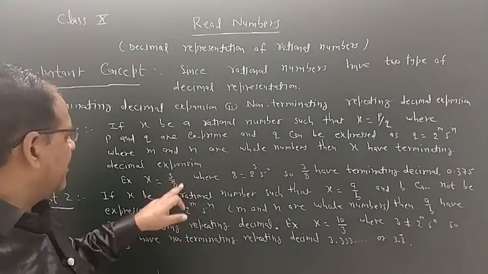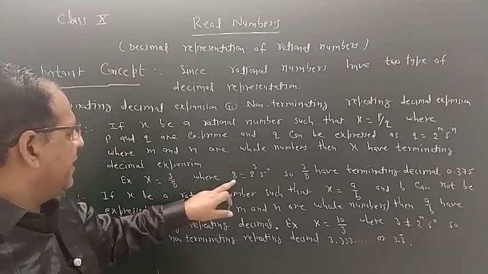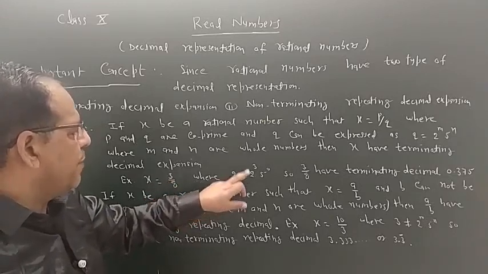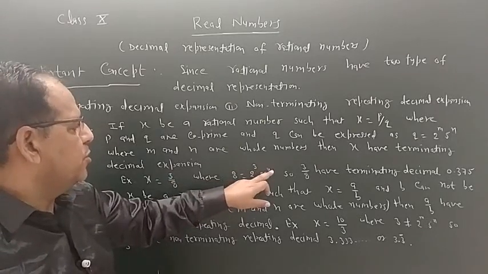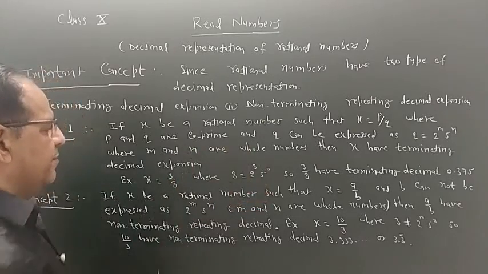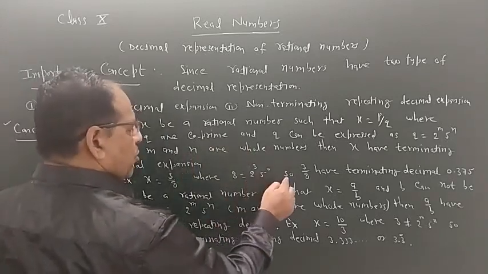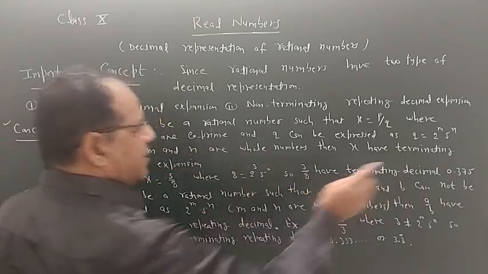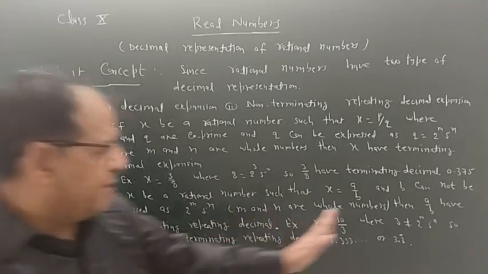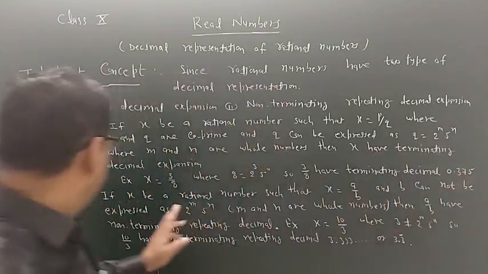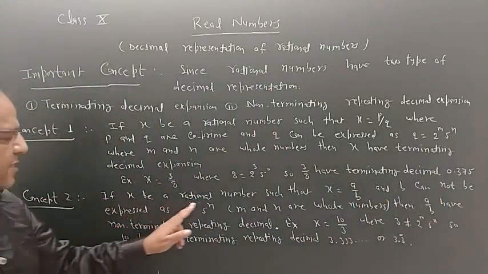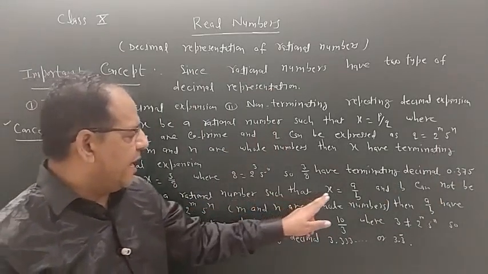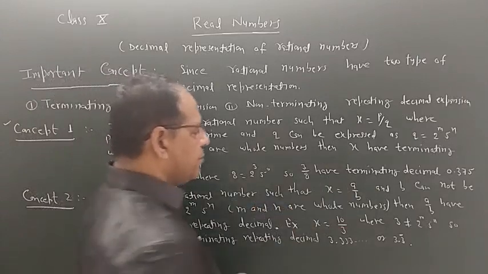Here 3 and 8 are both co-prime, and 8 can be expressed as 2 to the power 3 into 5 to the power 0, because 0 and 3 are both whole numbers. Okay? So 3 upon 8 has a terminating decimal expansion, 0.375.